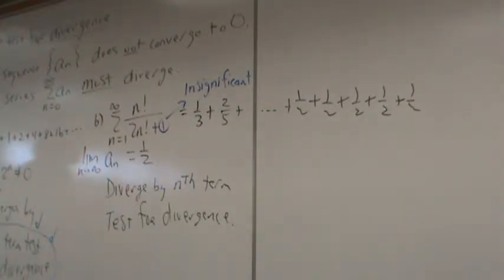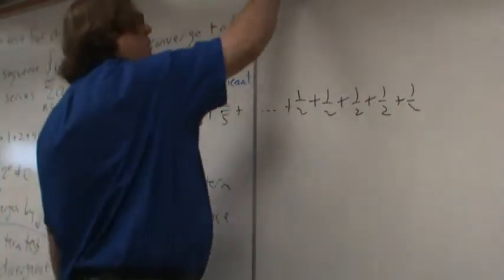So if the series always has a limit, it's always going to end up diverging? If the series has a non-zero limit, it will always diverge. Yeah. Now, let me give you one that's a little bit tricky.